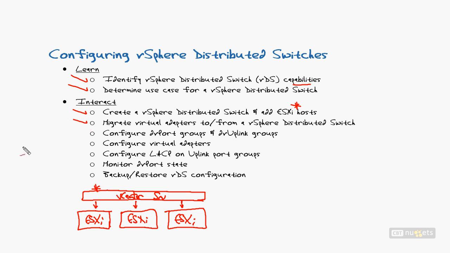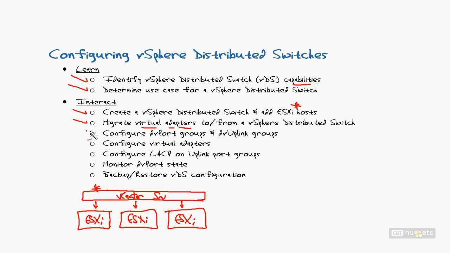We will migrate not only our physical adapters, but also some virtual adapters to a vSphere distributed switch. Back in that last nugget, you heard me referring to VMkernel ports. Well, in the distributed world, a VMkernel port and a virtual adapter are essentially the same thing. So you've got a little bit of extra terminology to think about as we go through this nugget.